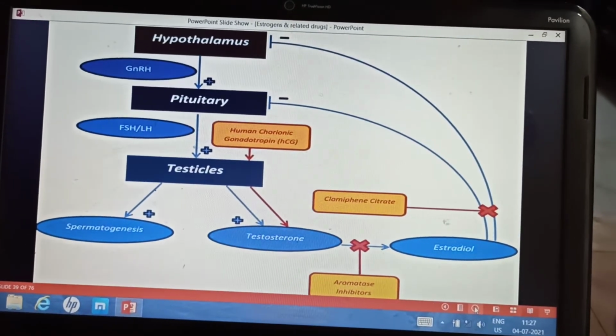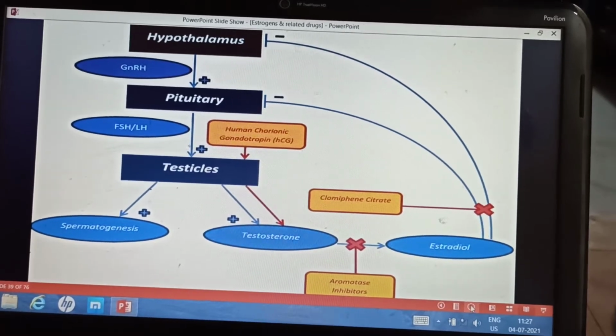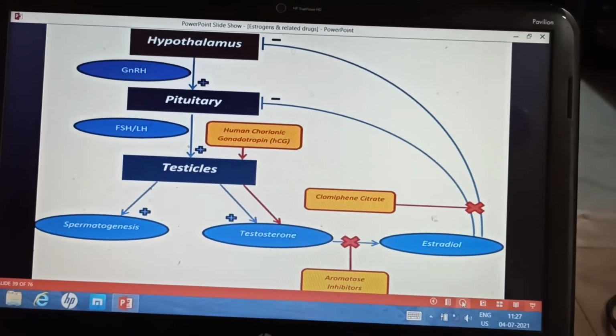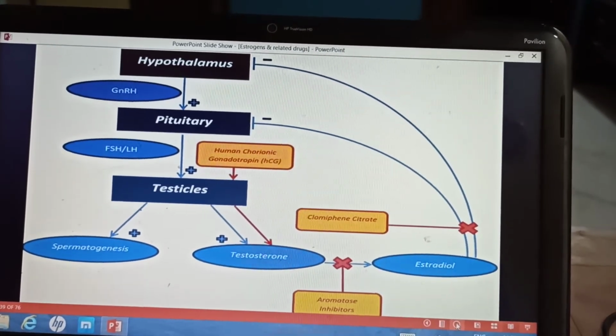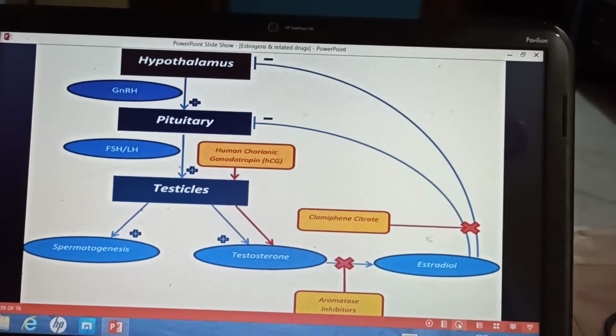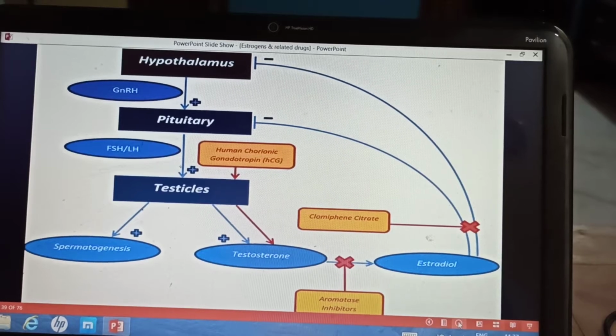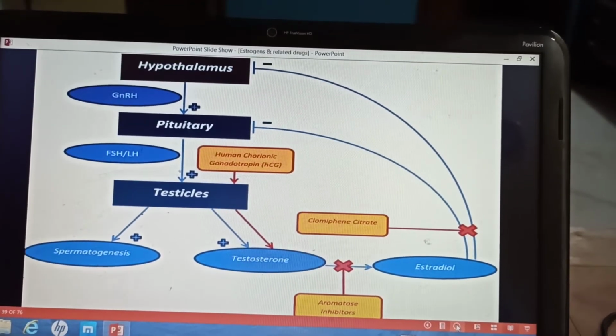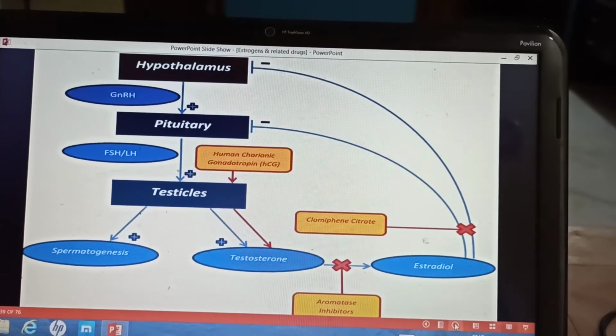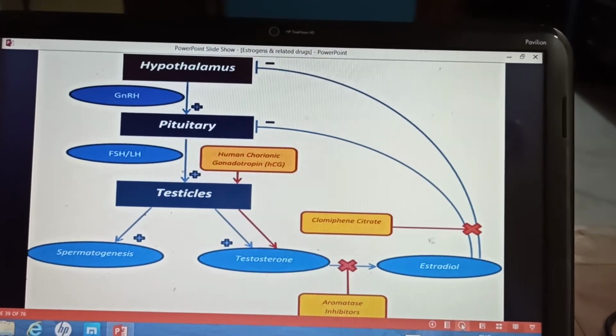So here also it is shown that clomiphene citrate blocks the negative feedback mechanism of the estradiol on the hypothalamus and on the pituitary, and so there will be increased GnRH release from the hypothalamus, and FSH and LH release from the pituitary, which will act on the testicles to release the testosterone, and there will be spermatogenesis. So this is seen in the males.